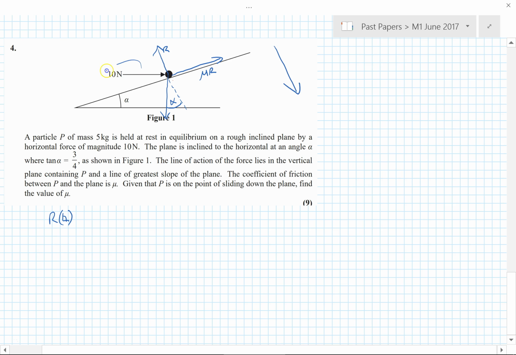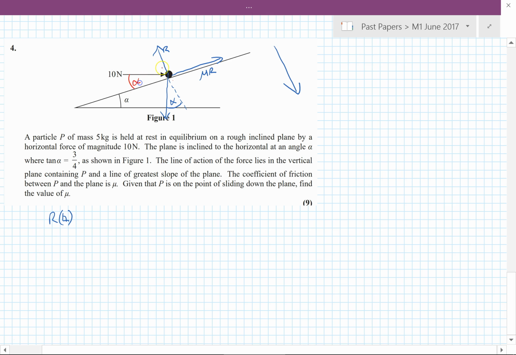So let's split the 10 Newton force into the component in that direction. We're marking this angle alpha on here. That component there, because it's not adjacent, it's not the component we're looking at, it's kind of opposite that, it's not next to the angle mark. That will be 10 sine alpha.